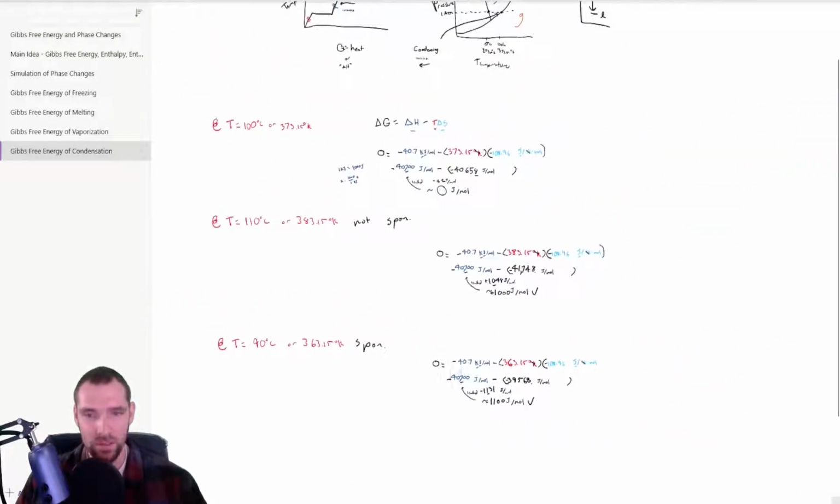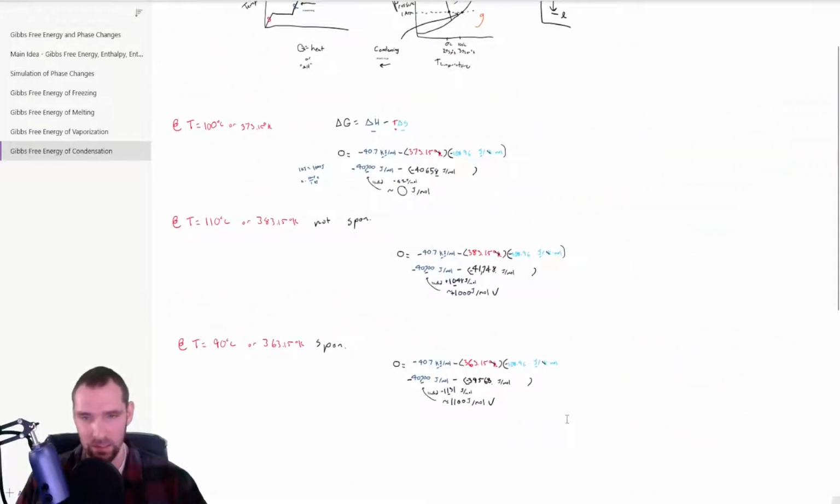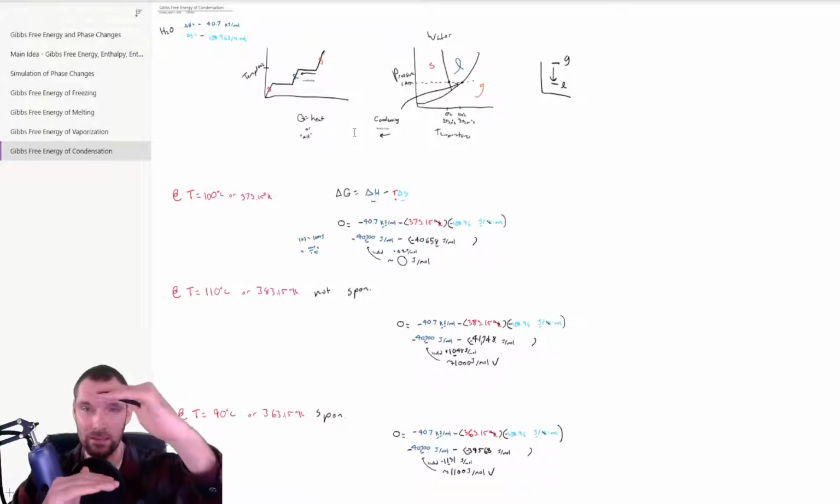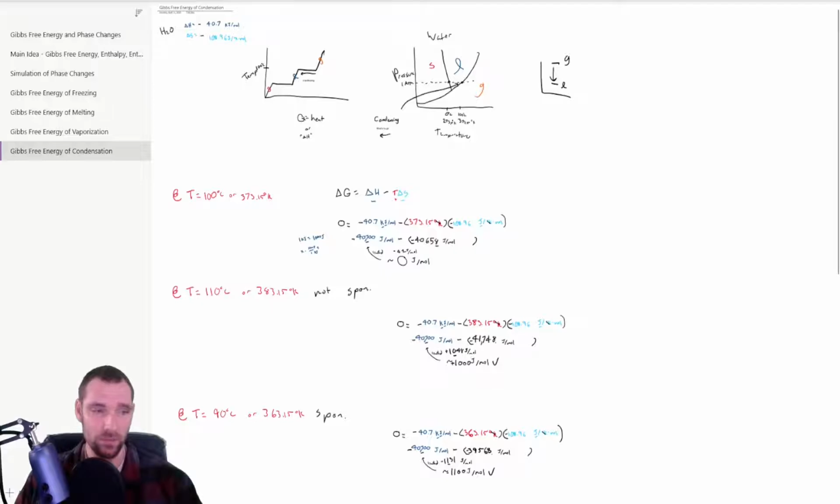Okay, yeah. So that's in general how you do these calculations, as well as how you think through phase changes and Gibbs free energy. Long story short, it's either spontaneous or not, and that depends on if you're above or below that temperature that the phase change happens at, like that boiling point or that freezing point.